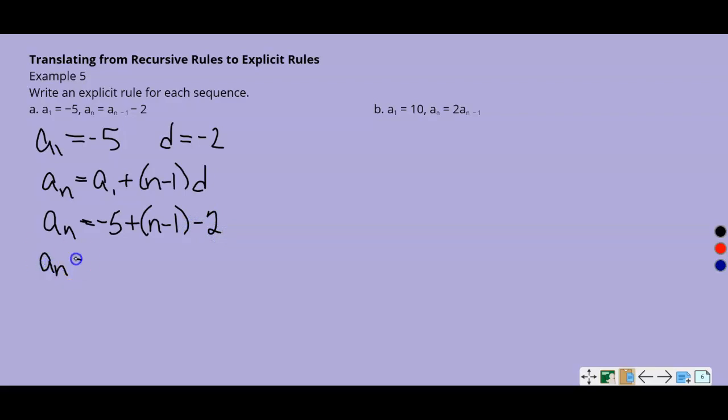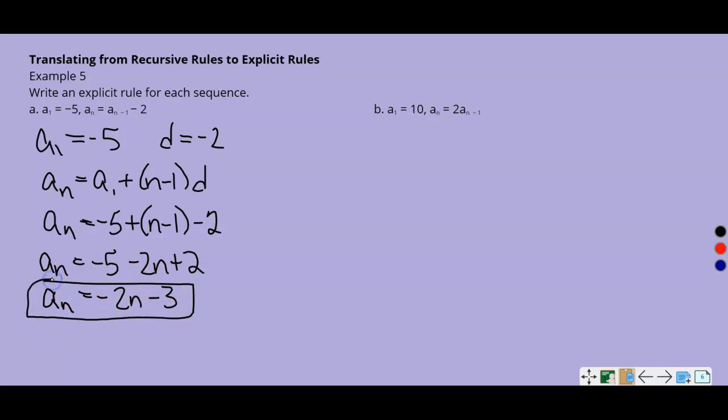So we're going to have a sub n equals -2n plus 2. We're going to have a sub n equals -2n, -5 plus 2 is -3. So you can switch the order around there. If you put the -3 first, it's fine. But I'm used to putting this in slope-intercept form. You can see this represents a linear equation if graphed.